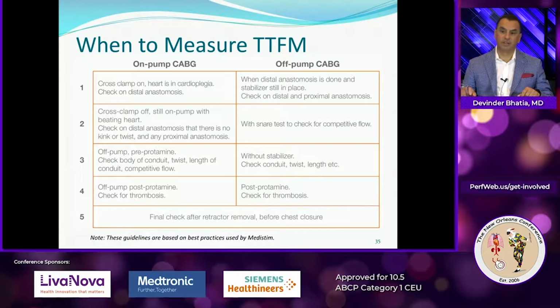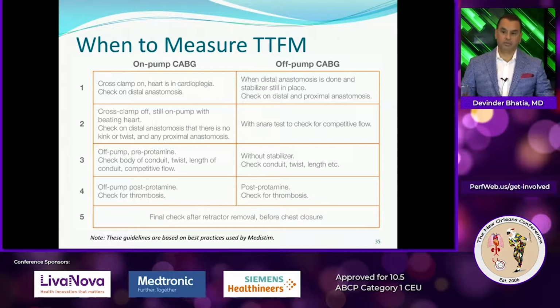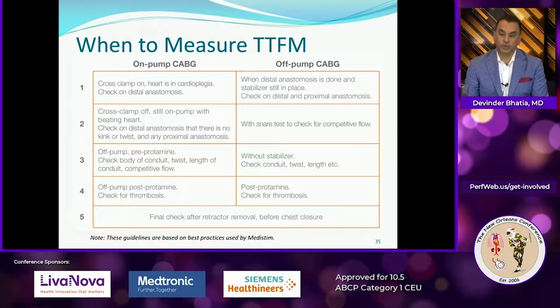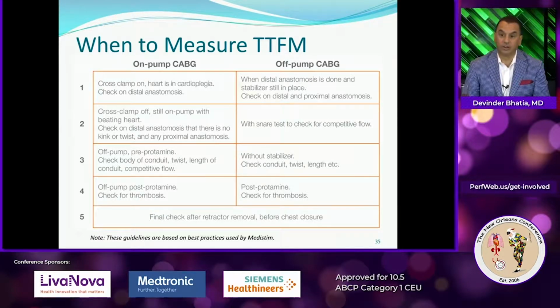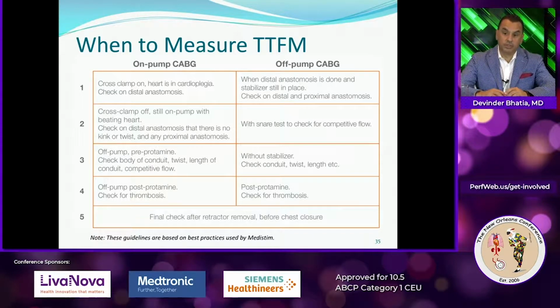It's a little bit about on versus off pump, when to measure TTFM. In my opinion, you should measure it on all of them, okay, whether you're on or off. But the timing intraoperatively does vary. So when you're on pump, the time to measure the flows is when the cross clamp is on the heart and cardioplegia is running. Using cardioplegia, you can check your distal anastomosis. When the cross clamp is off, but you're still on pump with the heart beating, you can also check the distal anastomosis just to make sure there's no kink or twist or any proximal anastomosis issues.